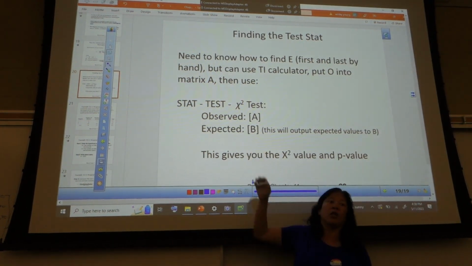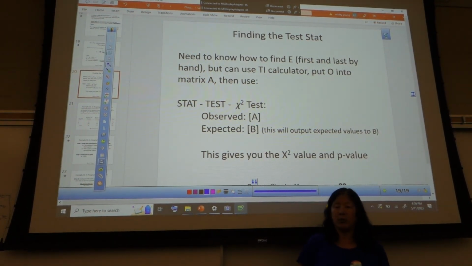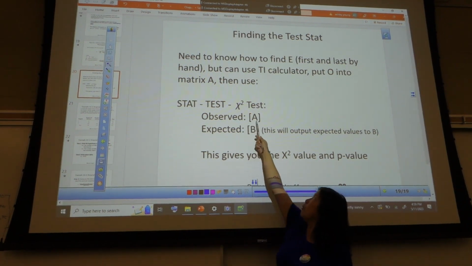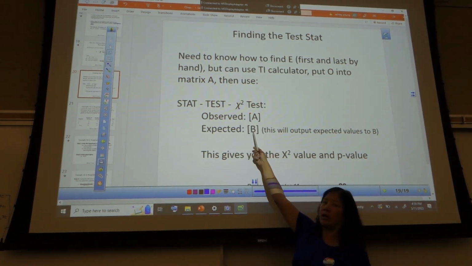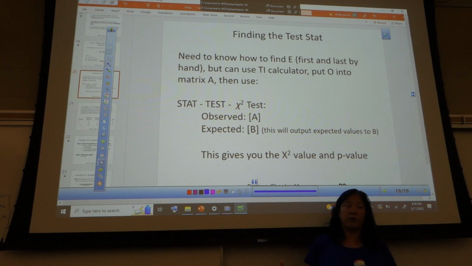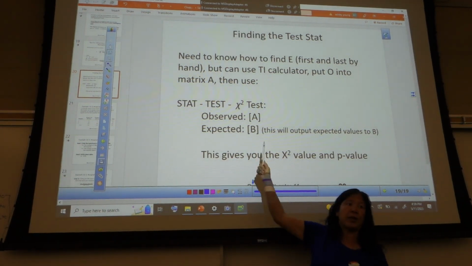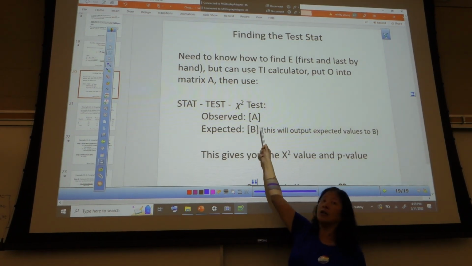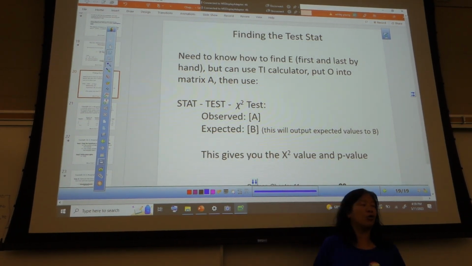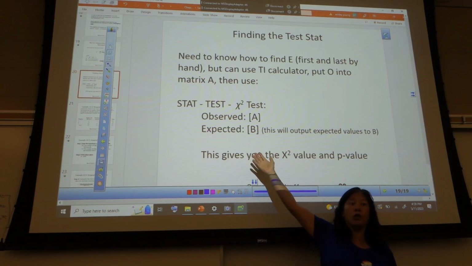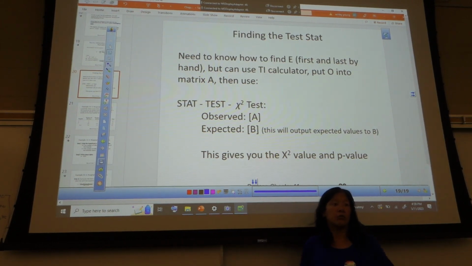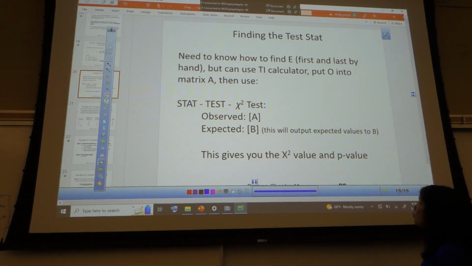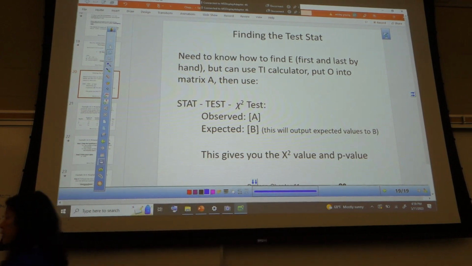So the chi-square test will output your expected values into matrix B. It'll overwrite whatever's in matrix B. If this is a 2 by 7 matrix, it'll compute the expected value 2 by 7 matrix, and it'll overwrite B with that. So you put nothing into B. You will put something into A. Don't worry about B. You're just telling it where you want it to store the expected values. You could put matrix Q, and then it would store it into matrix Q. You're just saying where it goes. It also gives you the chi-squared and the p-value.